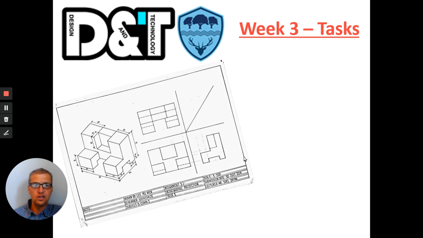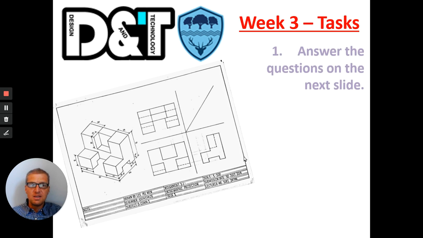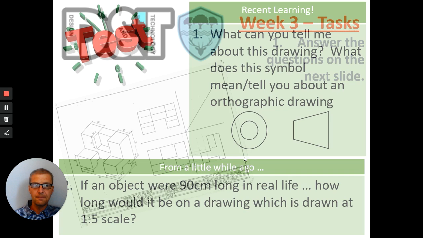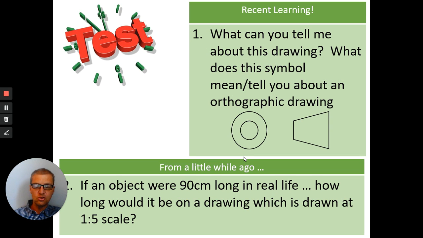Right, some activities for you. First, answer the questions on the next slide, week 1, 2. So let's have a look at the slide and see what we do. Firstly, what can you tell me about this drawing here? What does the symbol tell you about the orthographic? You can look at the clip if it helps.